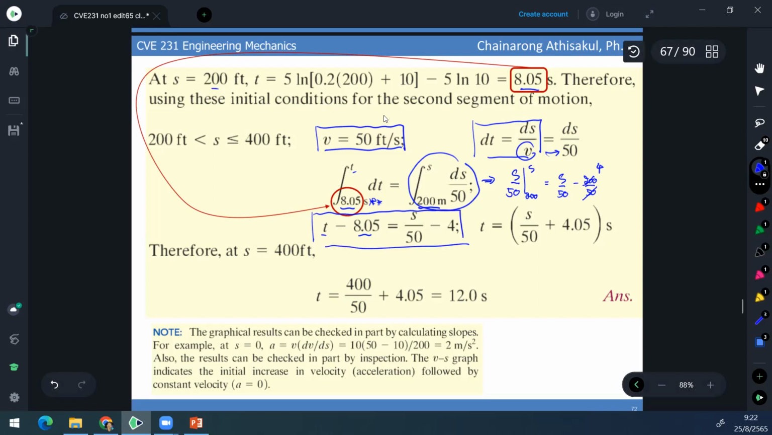After that, we can rearrange this equation to find time. In this interval from s equal to 200 to s equal to 400, time is defined by this function as a function of position. So when we would like to determine the time at s equal to 400 foot, we substitute s equal to 400 foot into this equation, and we obtain time equal to 12 seconds. This is the completion of this problem.